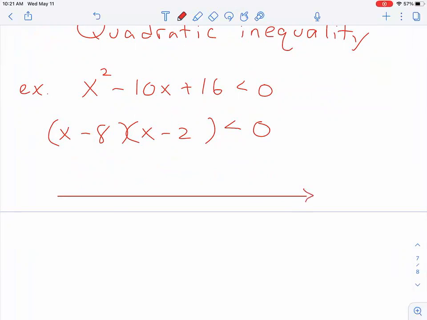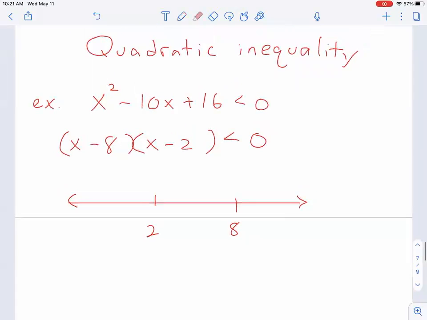So I'm going to draw a number line. And on that number line, I'm going to put 2 and 8, which divides our number line into really three regions. We have this region to the left of 2, the region in between them, and then the region to the right of 8. And what's nice is if one number in the region works, then they all work.